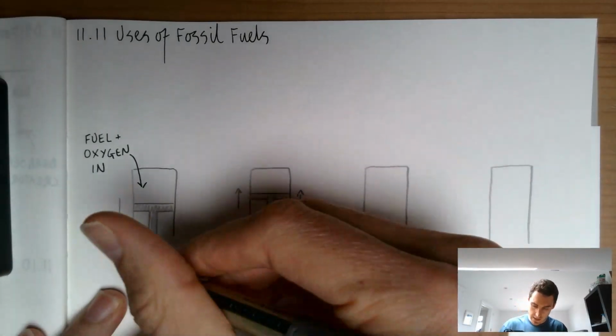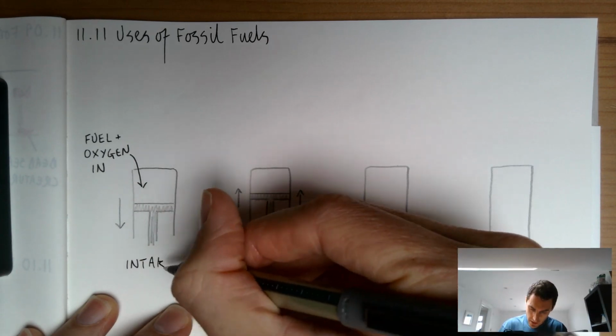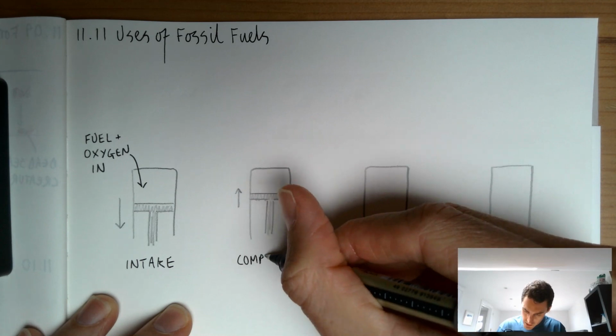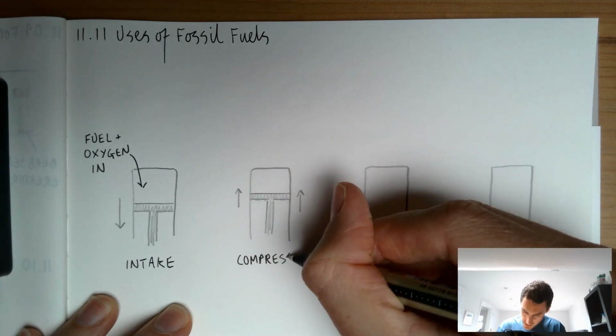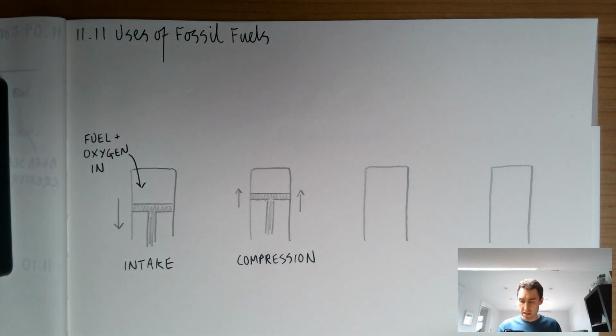So I might add some labels here. This is what we call the intake, so the fuel and oxygen come in. And this is what we call compression. So it's a good opportunity to revisit that word. That comes up in lots of different contexts in science: the idea that it's getting squashed.